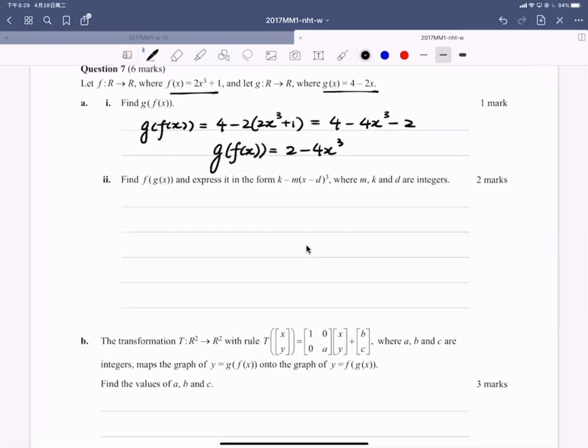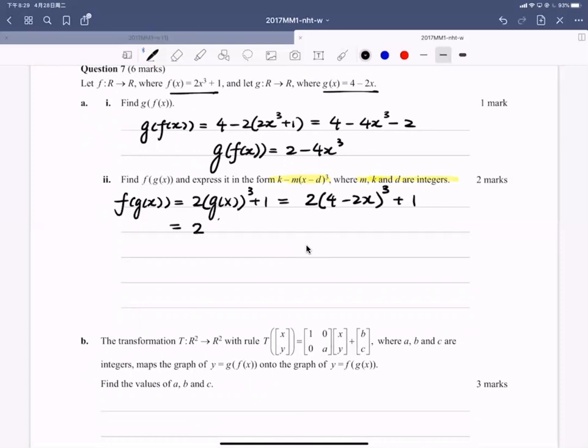Find f of g and express it in the form k minus m times (x minus d) to the power of 3, where m, k, d are integers. Okay, so f of g(x) equals 2 times g(x) cubed plus 1, which is 2(4 minus 2x) cubed plus 1. But it's not in the form we want, as given in the question.